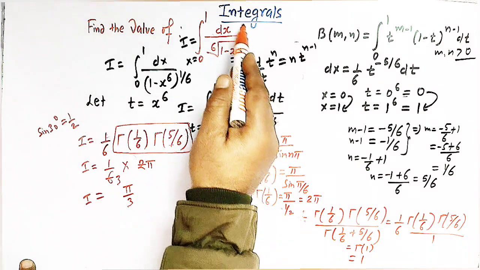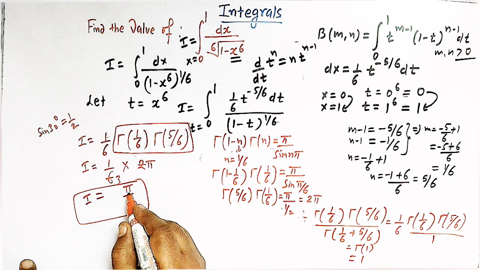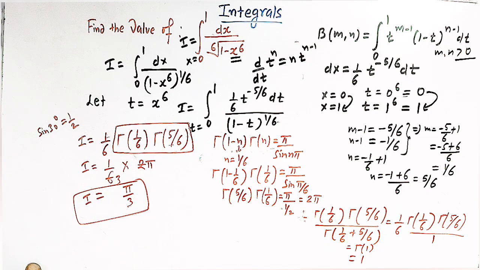So viewers, the value of this integral is equal to pi over 3. So this is how, by making use of the concept of beta and gamma functions, we can easily evaluate integrals of this kind.